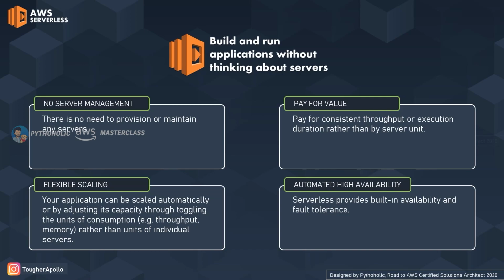And the third one we have is flexible scaling. So the performance of your application can be scaled automatically or by adjusting its capacity through toggling the units of consumption rather than the units of individual servers. It means that with increased demand or traffic, it will automatically scale, and it can scale up or down based on the requirement. Automated high availability is self-explanatory. When you use serverless computation, it provides built-in availability and fault tolerance. So if there is any AZ failure also, you'll not get to notice that. And that's the very good part, I think, isn't it?